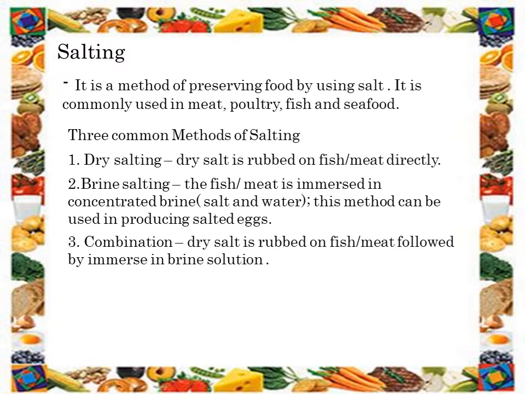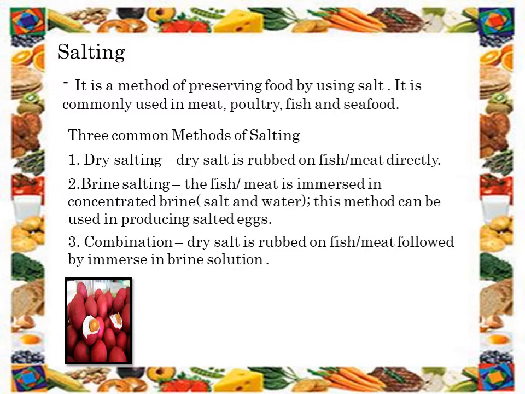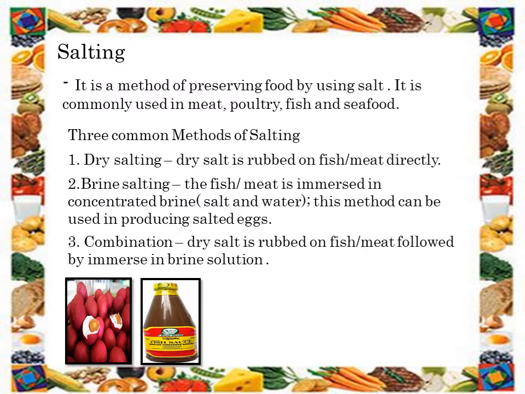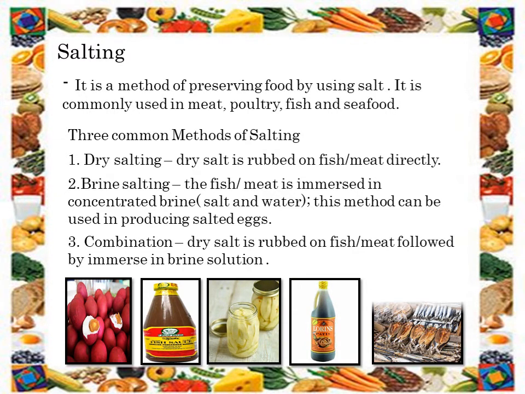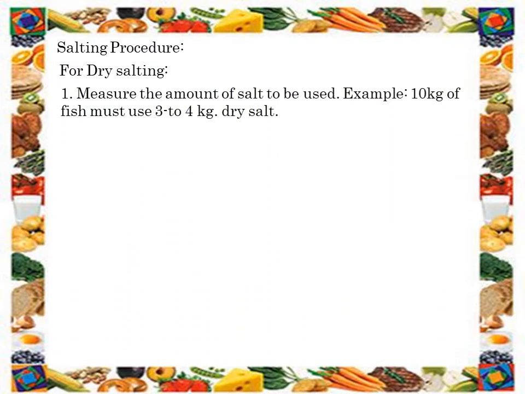Here are the products from salting. Salted eggs, bagoong isda, murong mangga, patis, and dried fish. Salting procedure. For dry salting, number 1, measure the amount of salt to be used. Example, for 10 kg of fish, you must use 3 to 4 kilograms of dry salt.